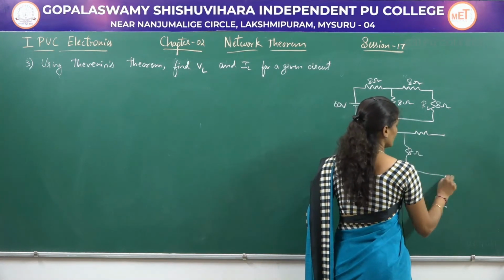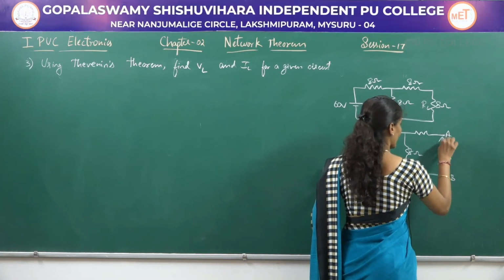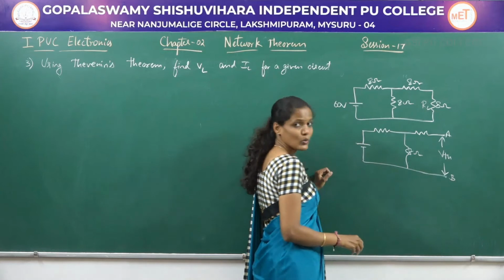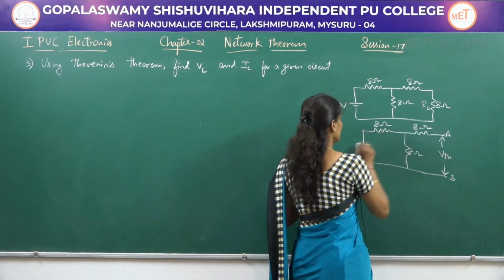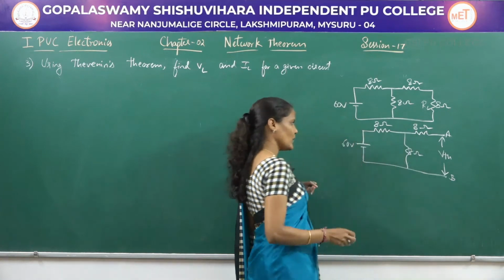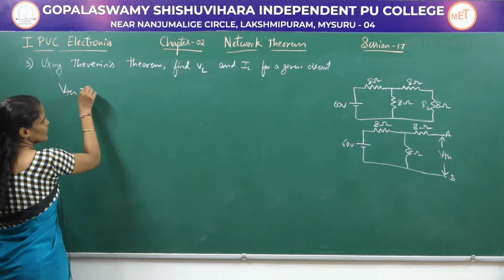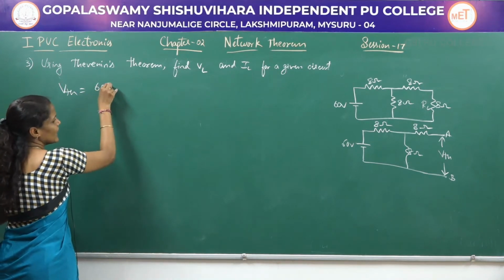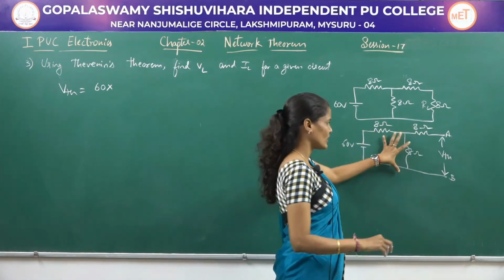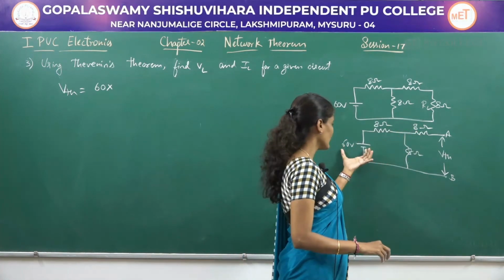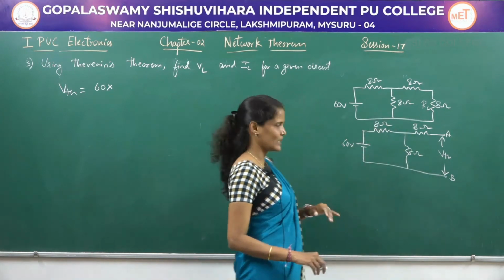ohms, and these two terminals will be named A and B, and the voltage measured across these two terminals is named VThevenin. So these are 8 ohm resistors. This is equal to 60 volts. Now as usual, VThevenin is nothing but the voltage across this 8 ohm resistor. So it is the total voltage into this resistance divided by the sum of these two resistances.